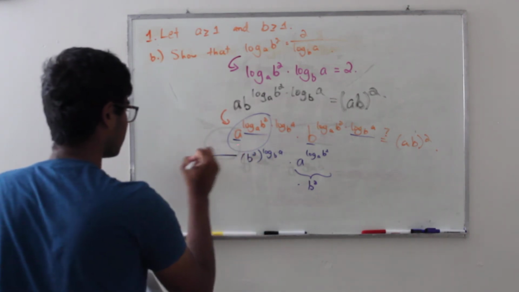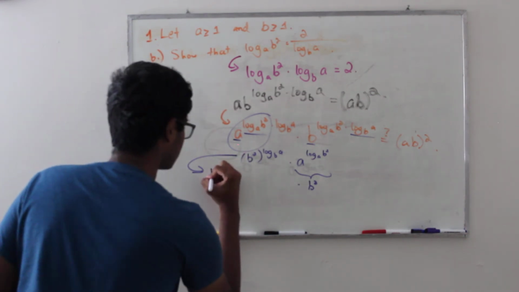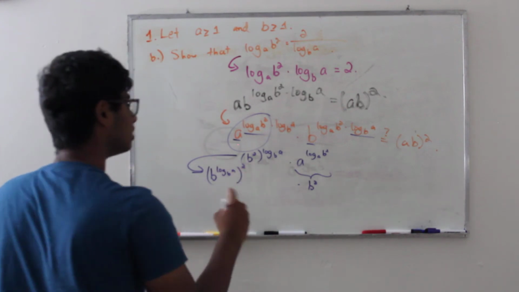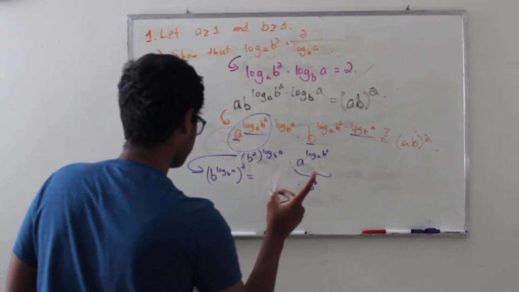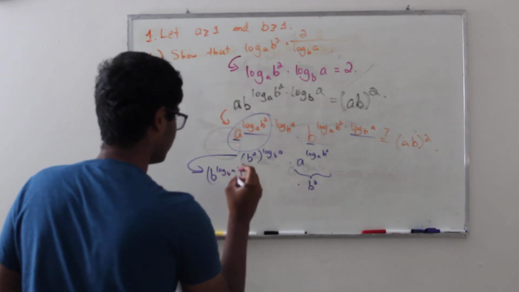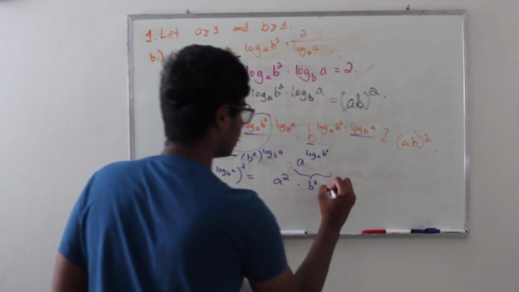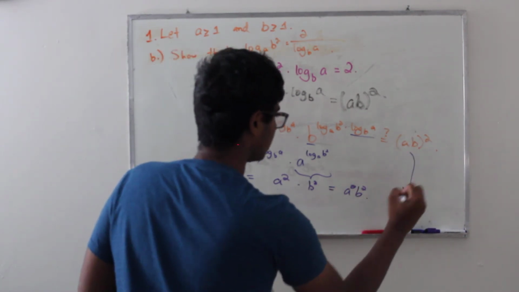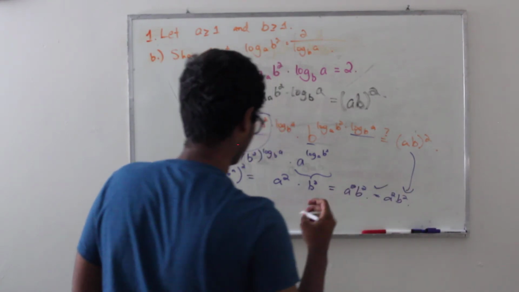So I'm going to change this up a little bit. Since we have exponents, we can switch around the order of their products. So we can have B to the log base B of A all squared. So that equals, B to the log base B of A is A, and A squared is just A squared. So A squared times B squared equals A squared B squared, and AB whole squared is also equal to A squared B squared, which is what we were trying to prove.